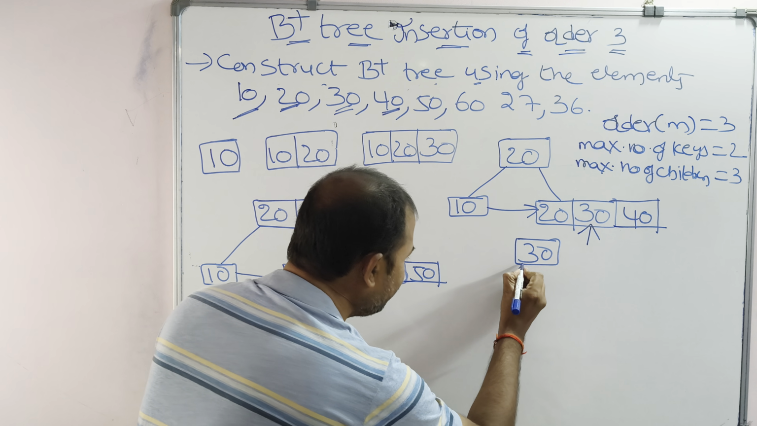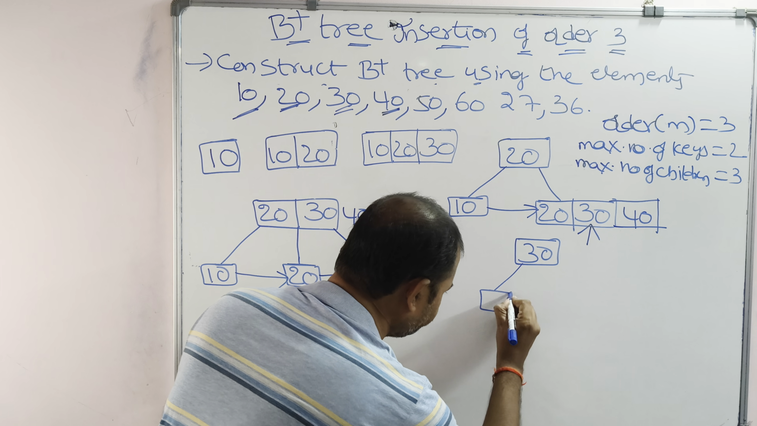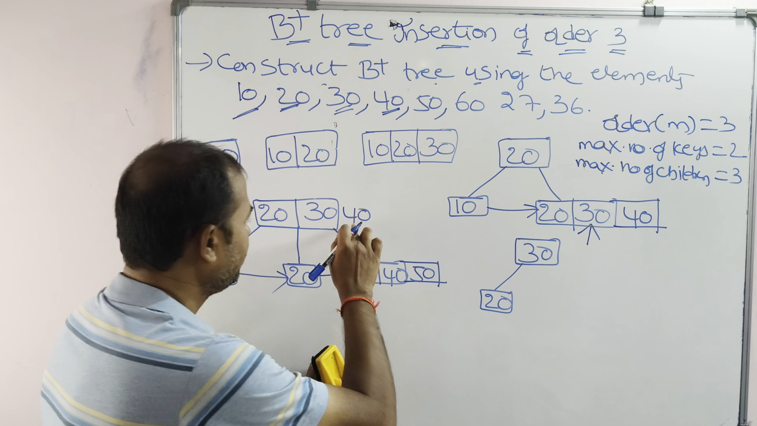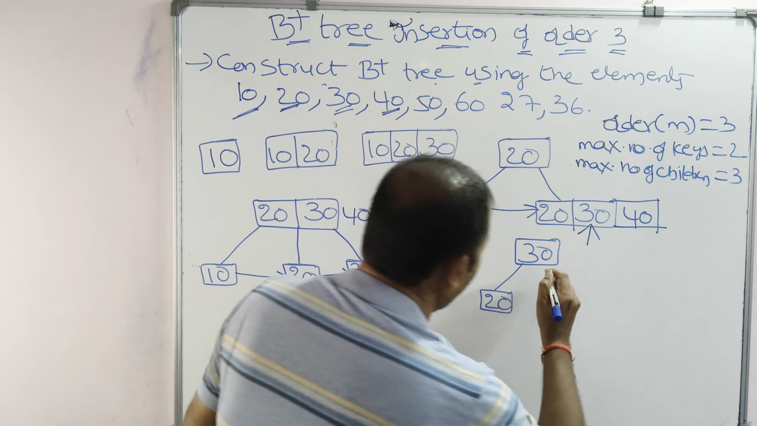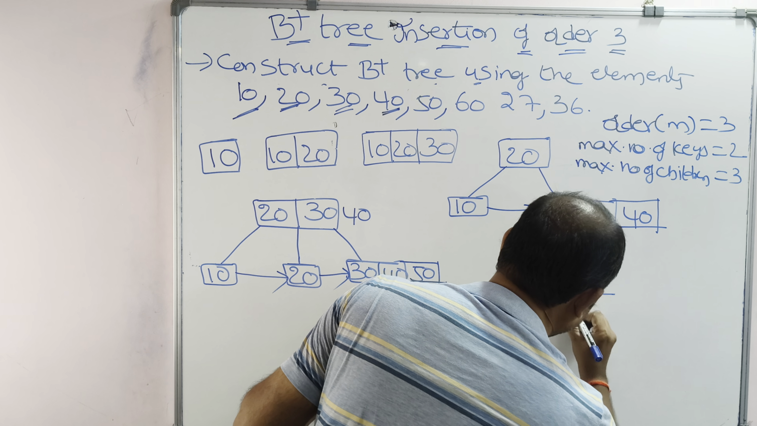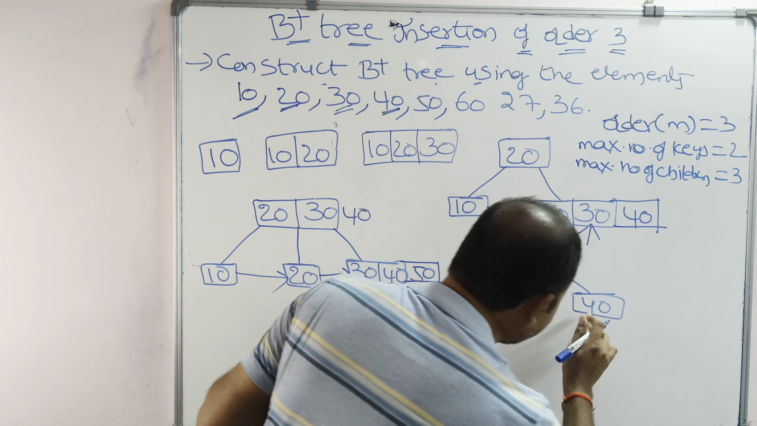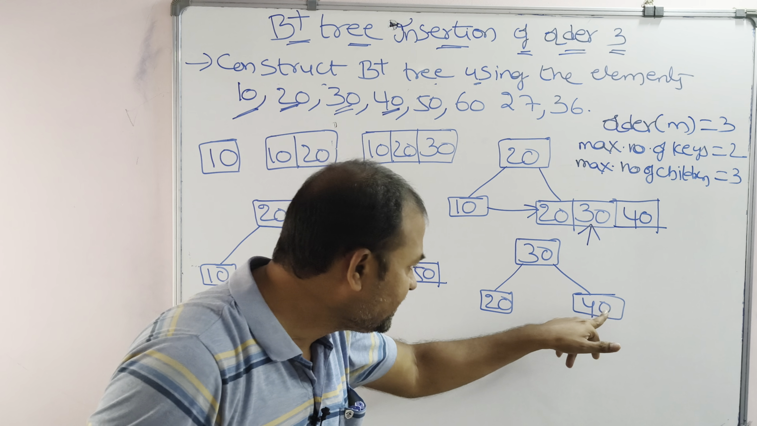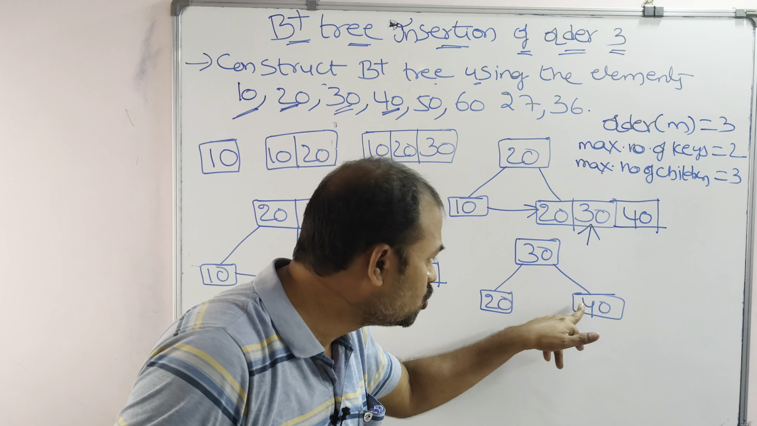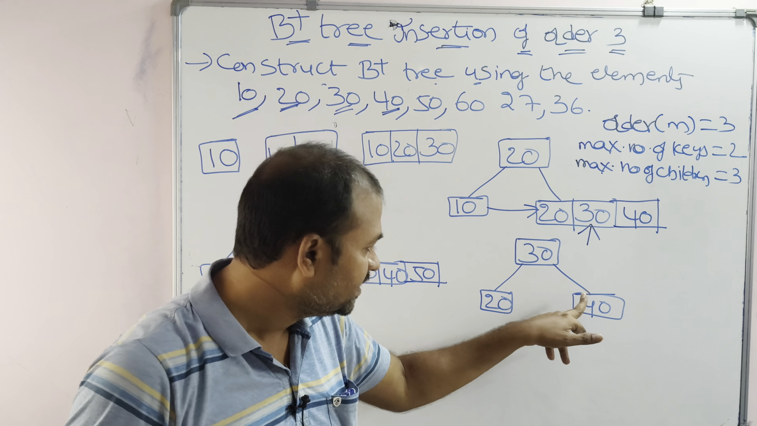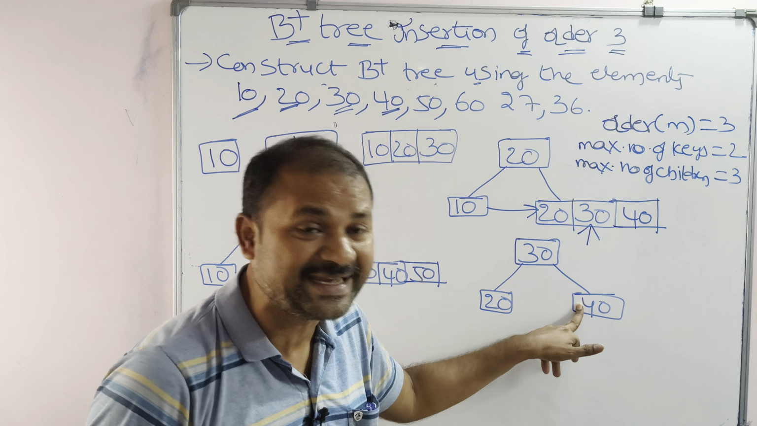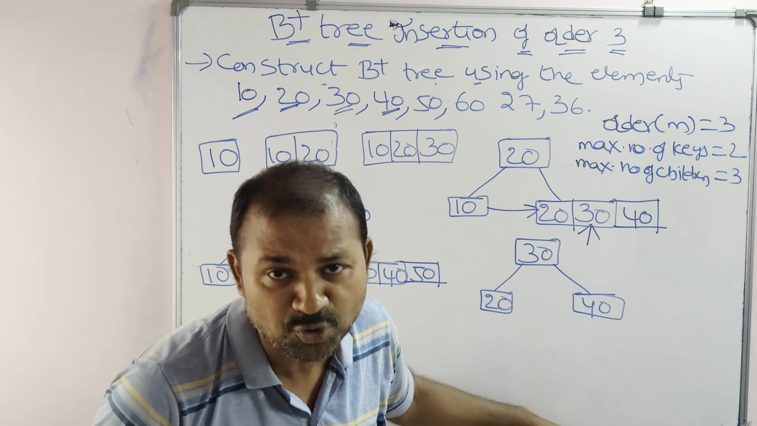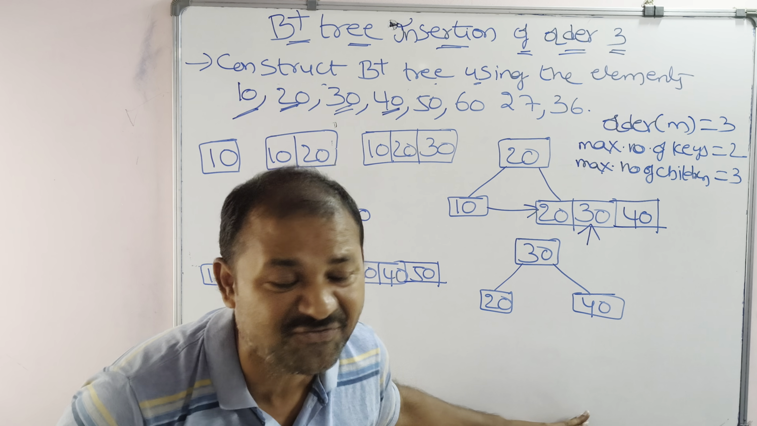Next 20 is less than 30. Next here we have 40. 40 is greater than 30. Here this is an internal node. In an internal node there is no need to store the key. Here there is no need to store 30 here. We have to store the keys only in the leaf node.